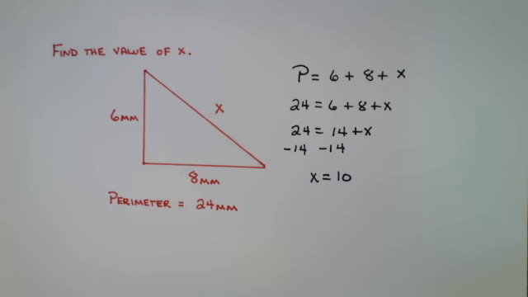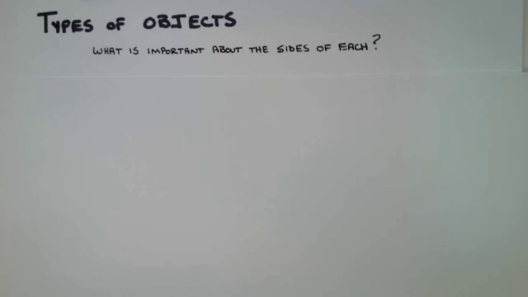That's the missing side. So the two types they'll give you is one where you just simply have to find the perimeter, and the other type is where you'll have to find one of the sides. So to do these perimeter problems, they're going to give you different types of objects, and you have to know something about those types of objects, specifically about the sides of those objects. So let's talk about some of the words or some of the objects that you will encounter.